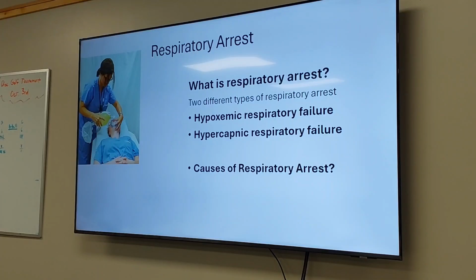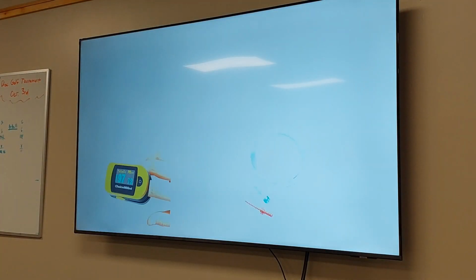Some of your causes of respiratory arrest: choking, drowning, electric shock, severe asthma, drug overdose, trauma, infections, neurological conditions, heart attack, stroke, all those lovely things.